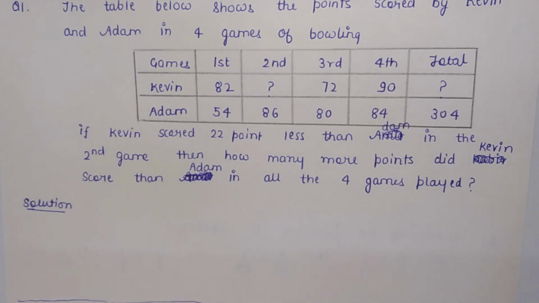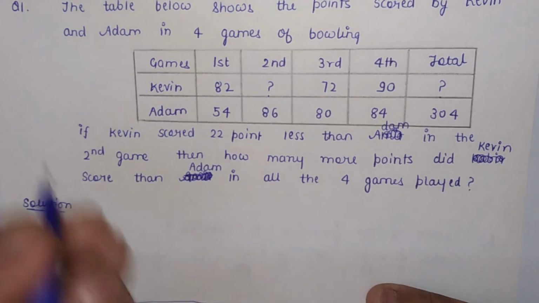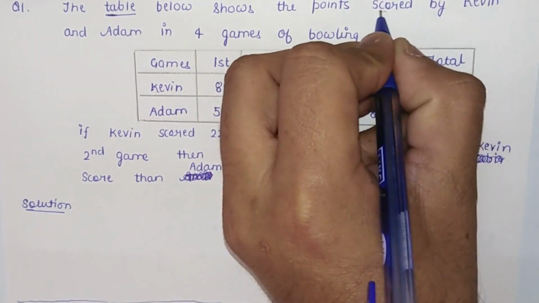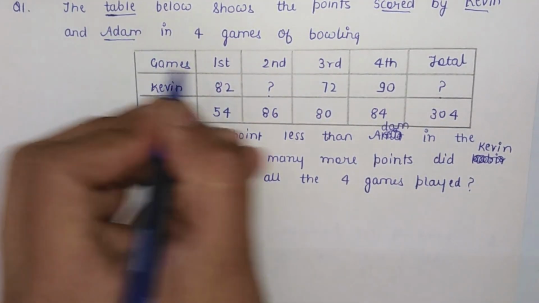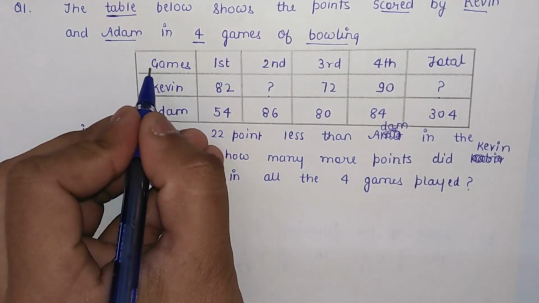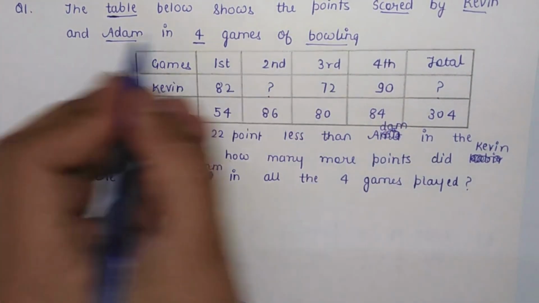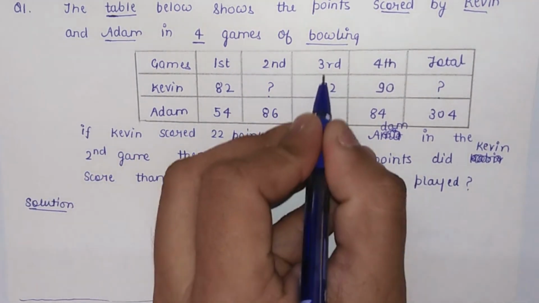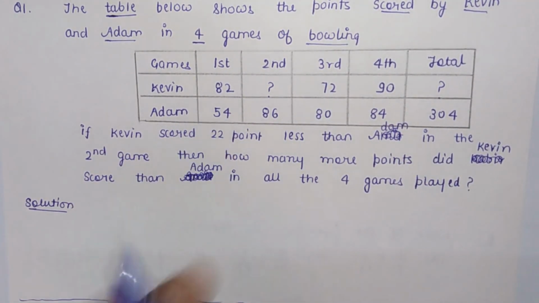So let's get started. This is the first question of the day, and the question states that the table below shows the points scored by Kevin and Adam in 4 games of bowling. Here's a table given, and Kevin and Adam are two players who are playing the game, and these are 4 games they have played, and in each game their points are given.